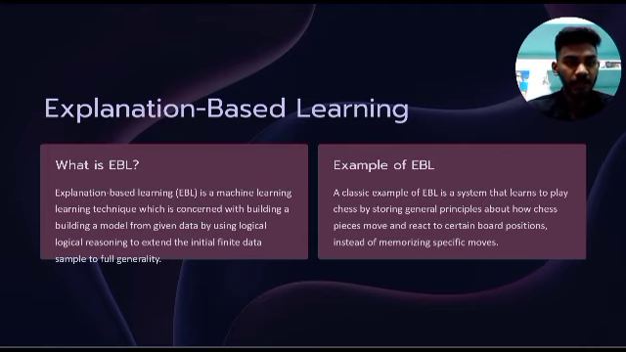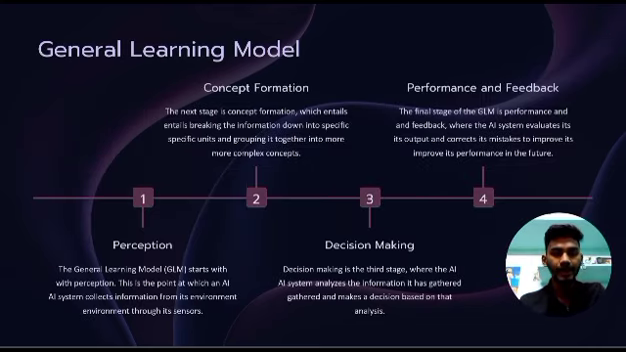Explanation-based learning is a machine learning technique which concerns building a model from given data by using logical reasoning to extend initial finite data samples to full generality. Okay, we can see one example of explanation-based learning: learning to play chess by storing general principles about how chess pieces move and react to certain board positions instead of memorizing specific moves. Next learning method is the general learning model.